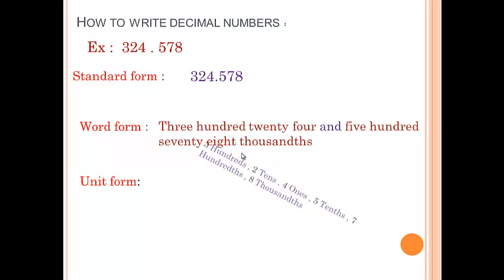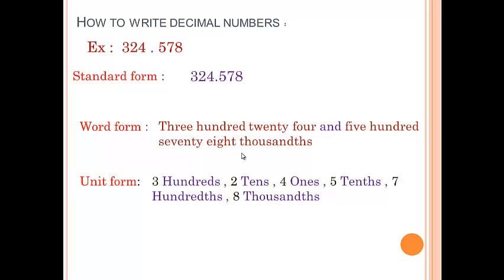Or unit form. Unit form, write the number as a number, but write its place after it, like what you see. 3 in where? In hundreds. 2 tens, comma, 4 ones, 5 in tenth, don't forget TH or THS. 7 hundredth, 8 thousandth. You can choose any form to write the number, but the easiest one and the best one is the first one, standard form.